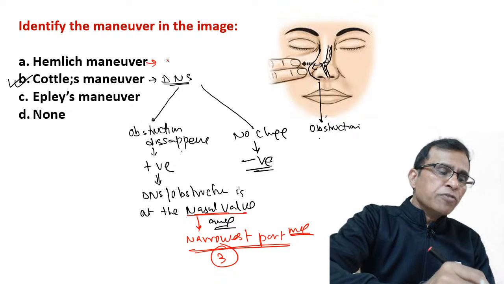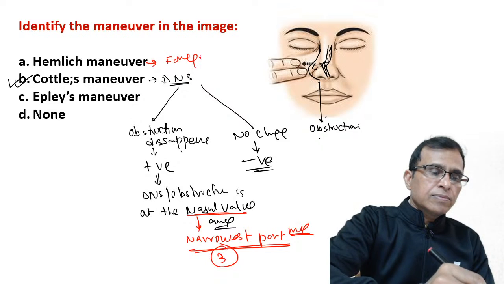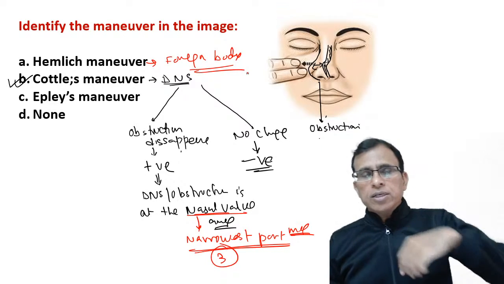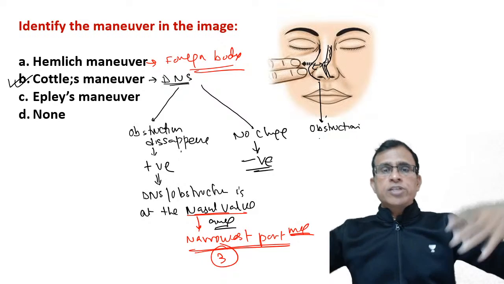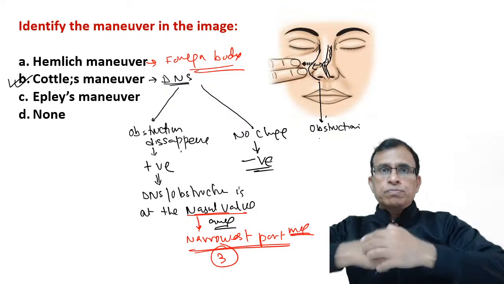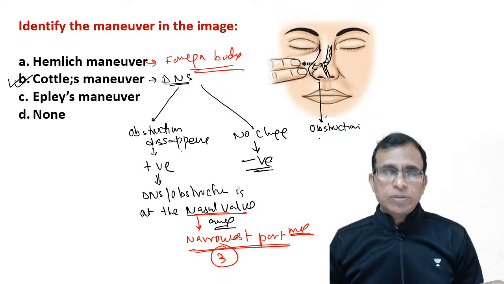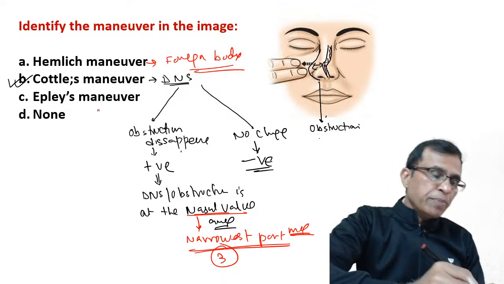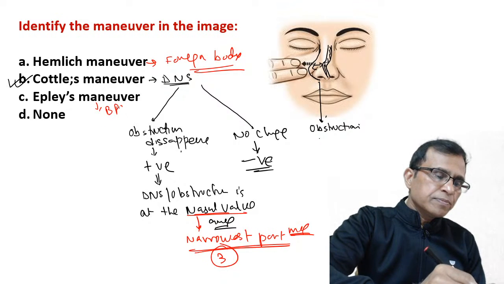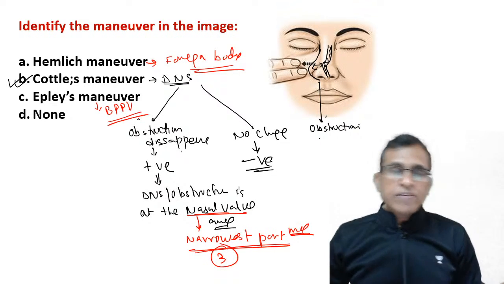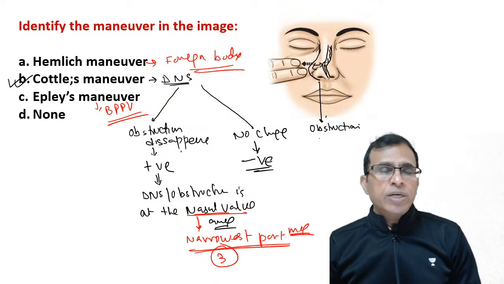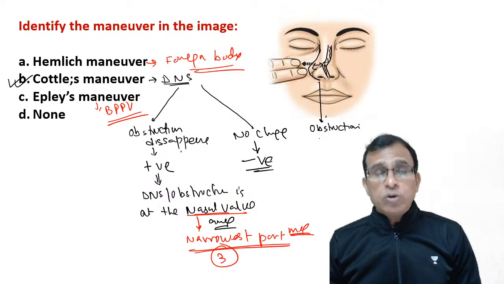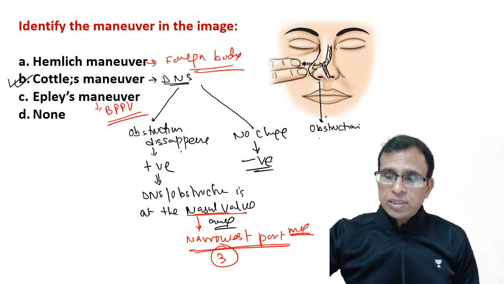Now Heimlich is done for a foreign body in the airway. So if there is a foreign body in the trachea, then you go behind the person, you encircle around, and then you push. That's called the Heimlich maneuver. Apley's is for BPPV. Very, very important. You should be able to diagnose Apley's by looking at the image also. Right.